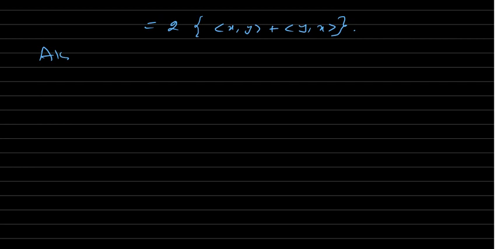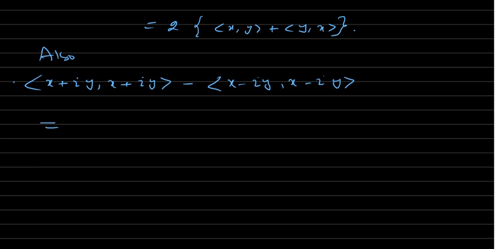Also we have this inner product, that's actually iota times. So let's write it like this: x plus iota y with x plus iota y, then minus. We will not take the minus iota for now. It is actually iota times x minus iota y with x minus iota y. Let's see this first. It is equal to the inner product of x with itself, then plus the inner product of x with iota y, then plus the inner product of iota y with x, plus the inner product of iota y with iota y.